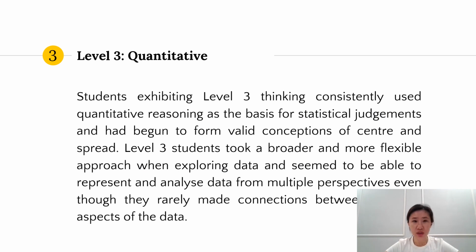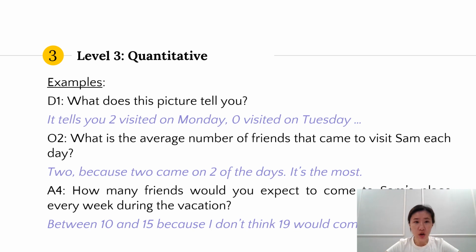Now let's look at the quantitative level. So this is level 3, where students exhibit some form of thinking that consistently uses quantitative reasoning as the basis for statistical judgment. So here they may form statistical analysis based on the kind of representation that they are given, which involves some kind of mental computation. So let's look at some examples here of level 3 quantitative thinkers.